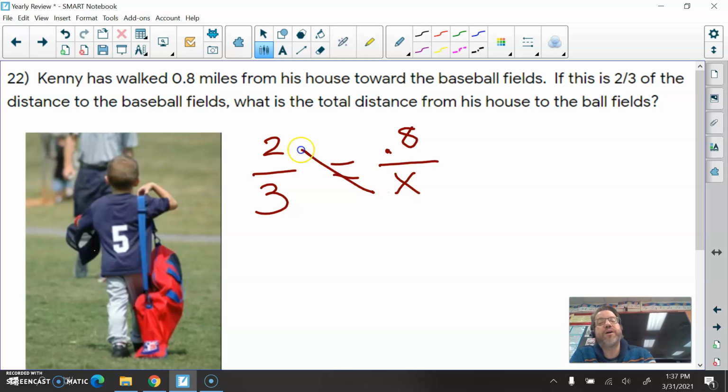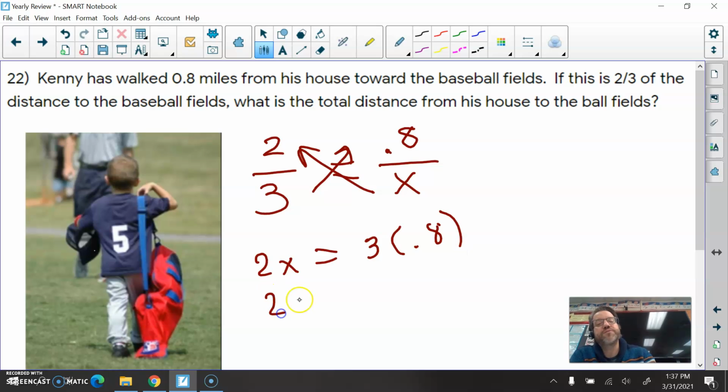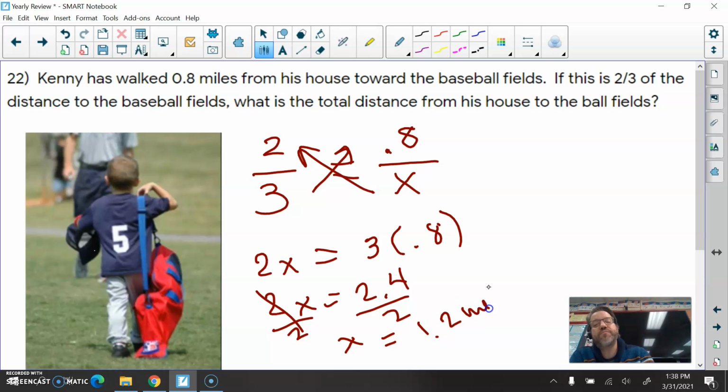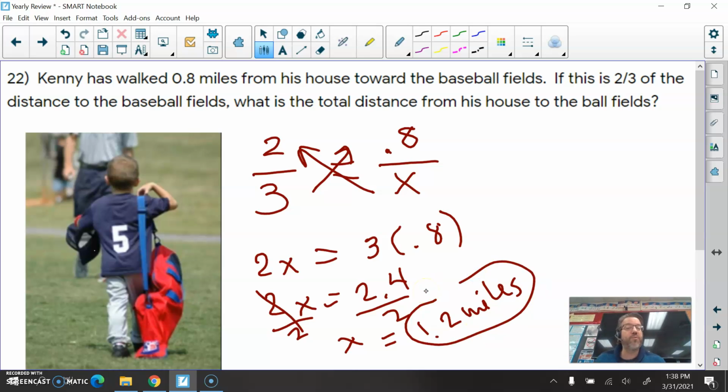And then you can cross multiply. X times 2, 2x equals 3 times 0.8. So 2x equals 2.4. See, 3 times 8 is 24, and then you move the decimal point in 1 space. Then you divide by 2 to finish solving this equation. And we find out x is equal to 1.2 miles. So that's how you could solve it using a proportion.